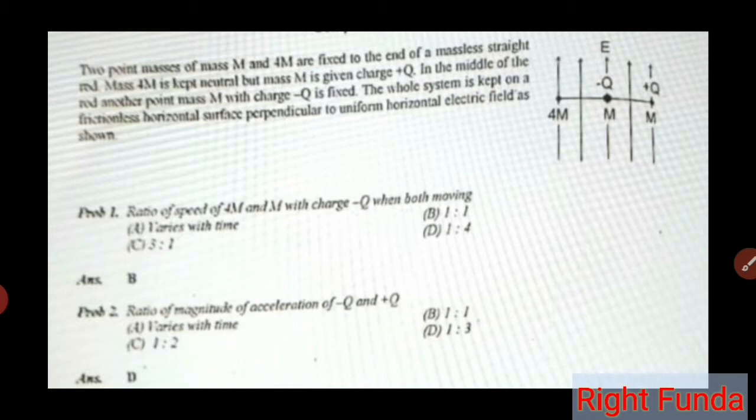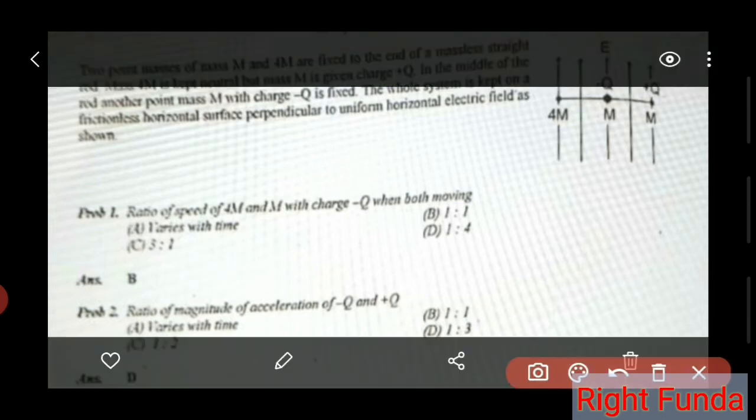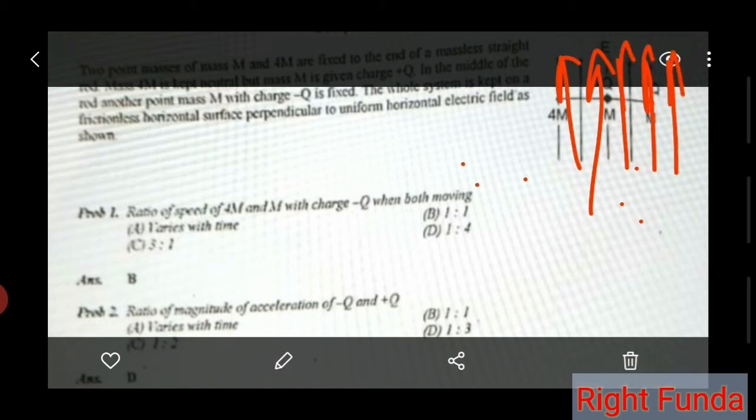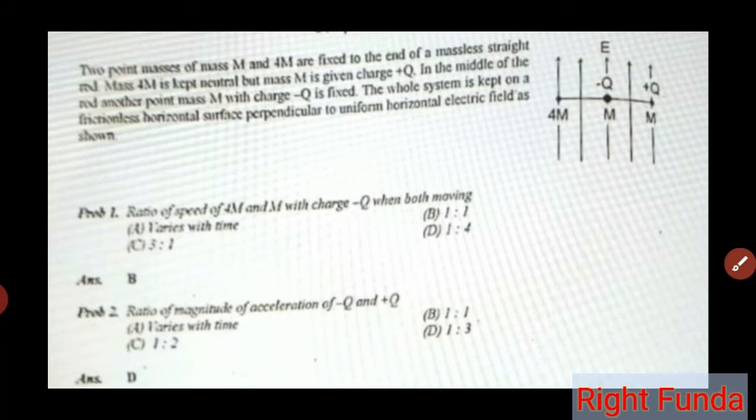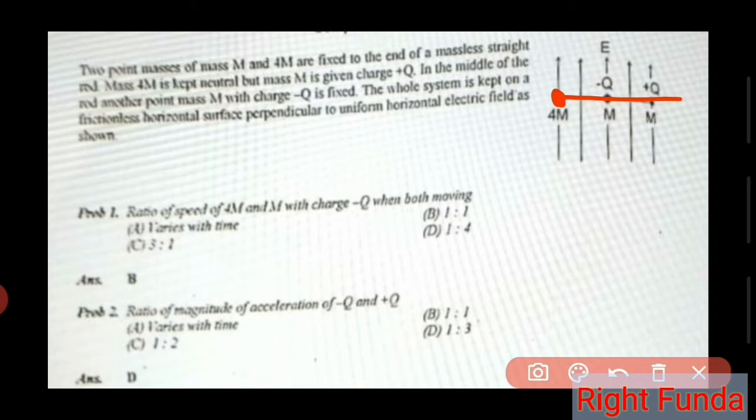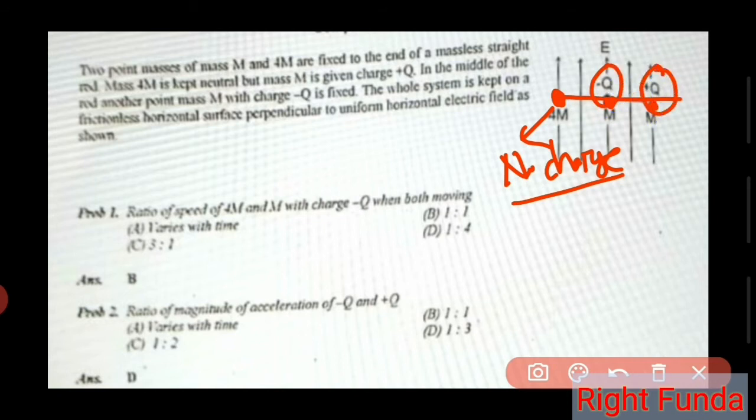So what the question is saying is, here there is a uniform electric field in a horizontal surface, and there is a massless rod. In this massless rod there is a 4m mass and an m mass, and at the end another m. No charge is given to the 4m, and to the middle m charge minus q is given, and to the other m, plus q charge is given.